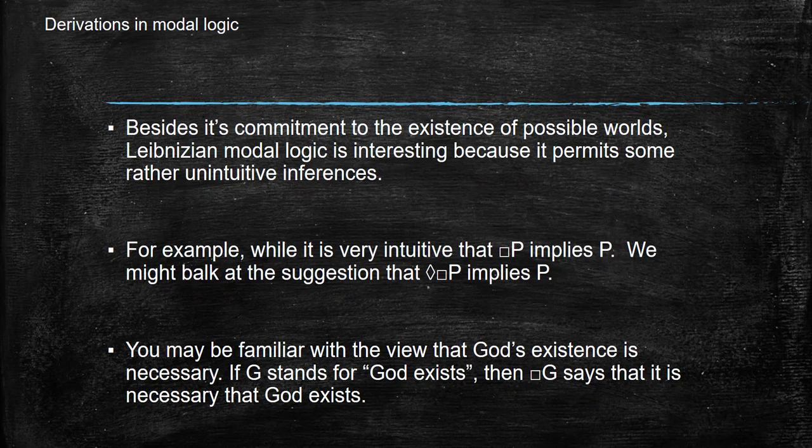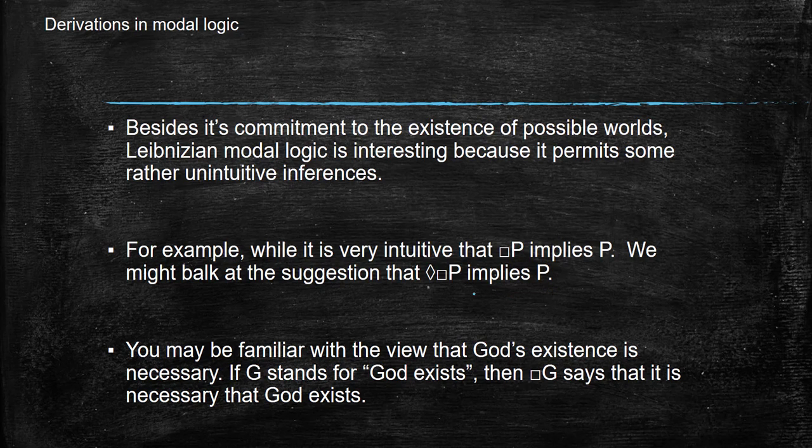And besides its commitment to the existence of possible worlds, Leibnizian modal logic is interesting because it permits some rather unintuitive inferences. For example, while it's very intuitive that necessarily P implies P, we might balk at the suggestion that possible necessary P implies P, right? It's not at all obviously correct. If it's possible that it's necessary that P, then P.